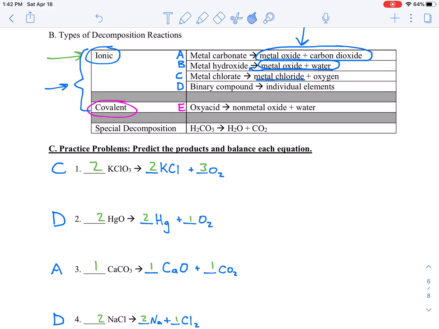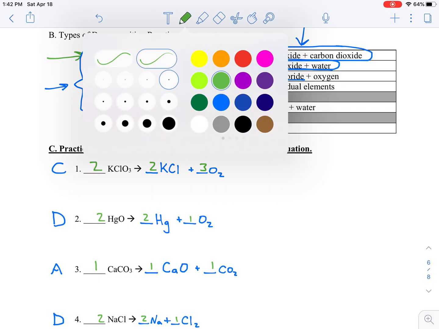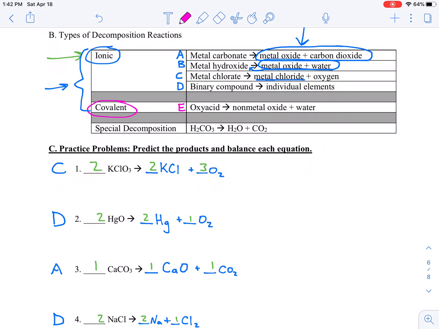But looking at the pink one, we noticed in synthesis that anytime we have all nonmetals in play, things get a little weird. And so when we have an oxyacid decompose, we make a nonmetallic oxide and water. And remember, when we put together a nonmetallic oxide and water, we made an acid. So we're just basically doing this in reverse. So here are our steps when we decompose an oxyacid.